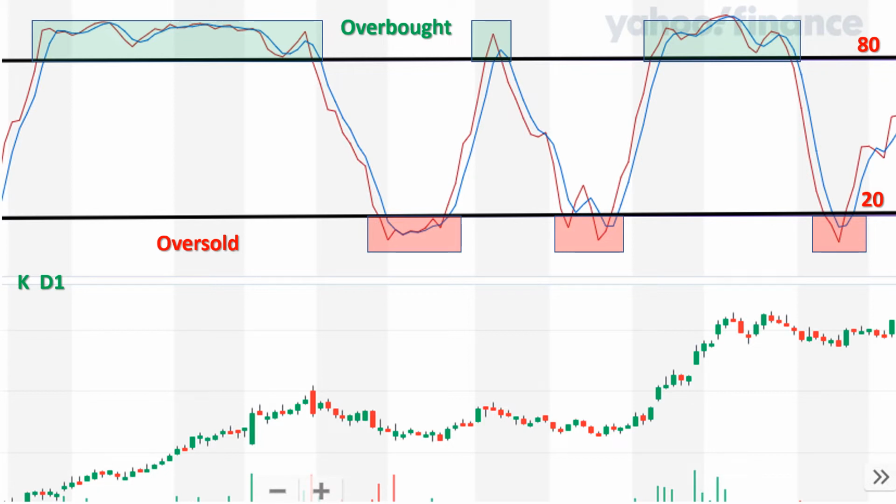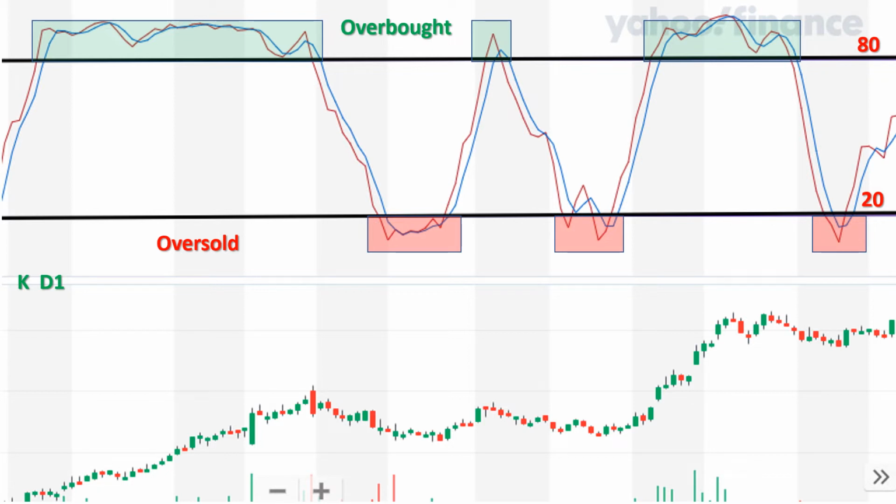Now, a stochastic indicator has two curves. One of them is the fast moving average, indicated with red color here, and the other one is a slow moving average, indicated with blue color. If the red line is above the blue line, it shows an uptrend, and if the red line is below the blue line, it shows a downtrend. Some traders follow this technique to enter and exit the trend.